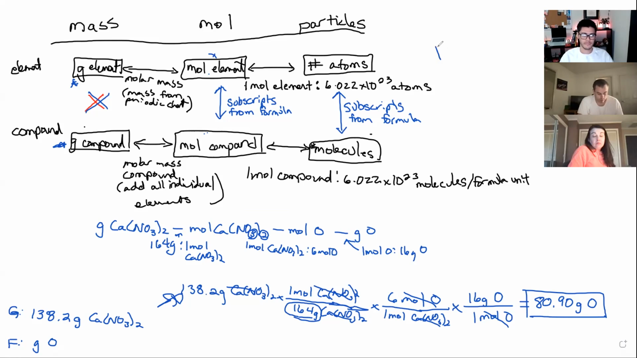Okay, so we're gonna move into this concept called mass percent. If you started working on the lab at all this week, it talks about that. Okay. Hold on 1 second, sorry guys.